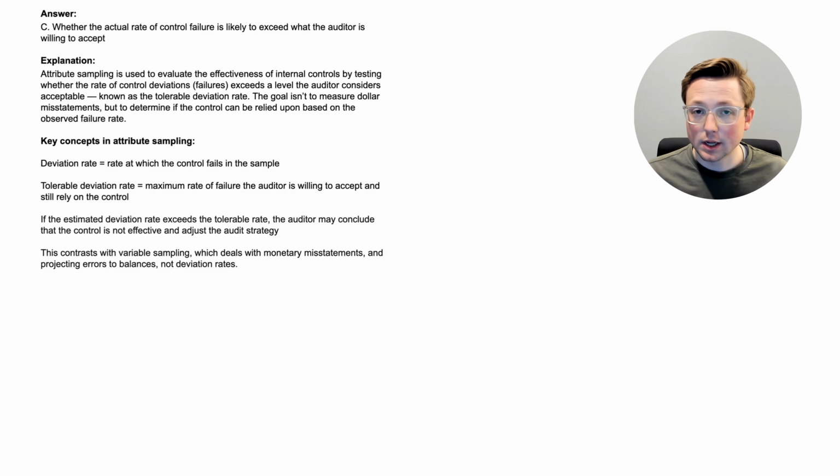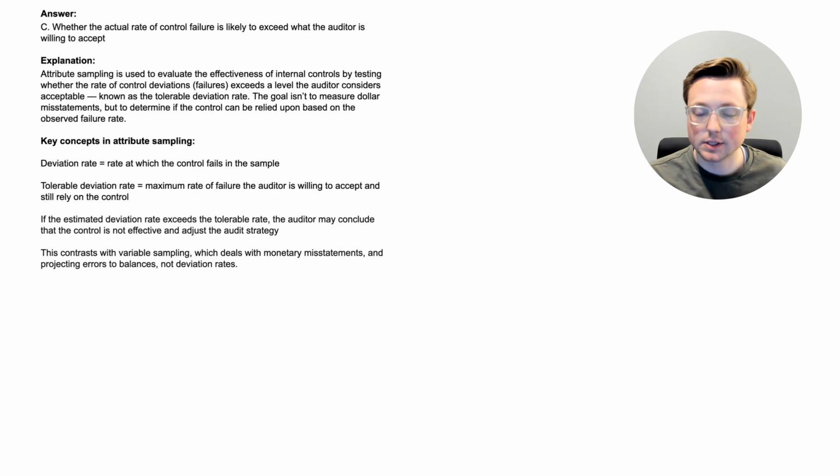Now let's talk about the key concepts of attribute sampling, going over this one more time. First off, deviation rate equals the rate at which the control fails in the sample. Tolerable deviation rate is the maximum rate of failure the auditor is willing to accept and still rely on the control. So you can see the difference there between tolerable and the normal deviation rate. If the estimated deviation rate exceeds the tolerable rate, the auditor may conclude that the control is not effective and adjust the audit strategy. This contrasts with variable sampling, and we talked a little bit about that in the first question, which deals with monetary misstatements and projecting errors to balances, not deviation rates.